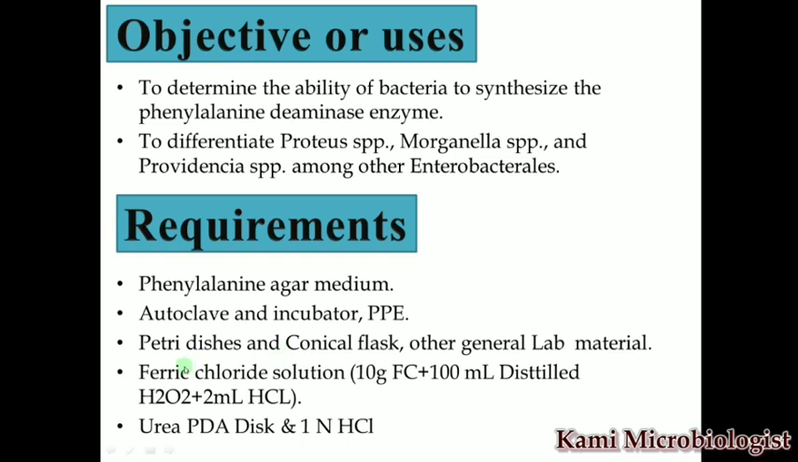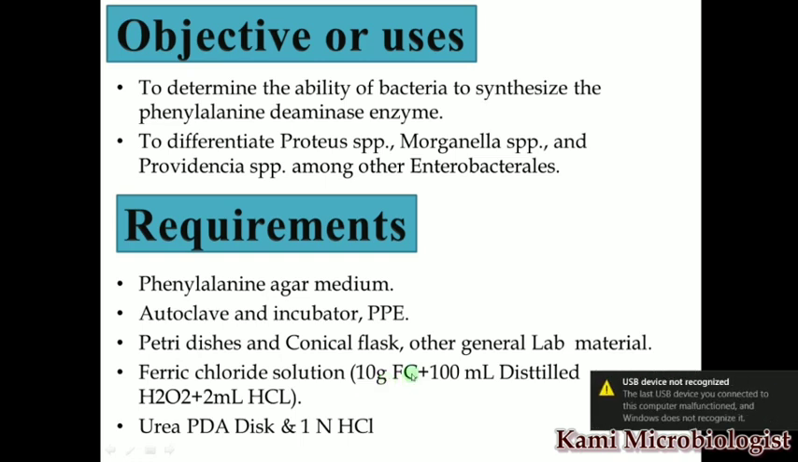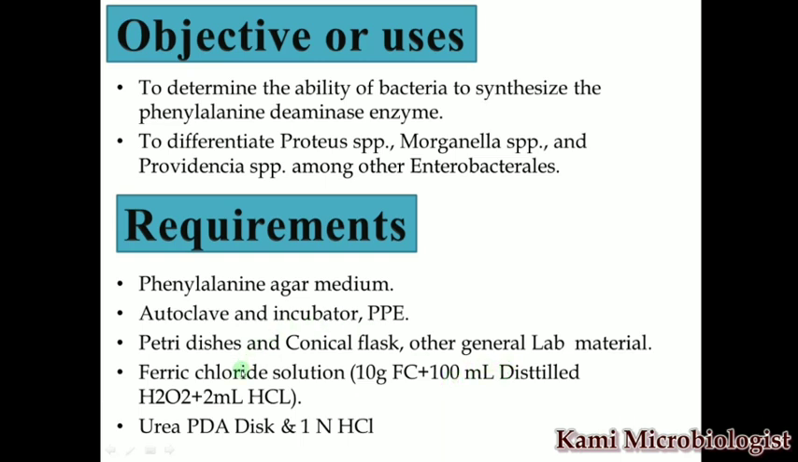Next we need ferric chloride solution. To prepare the ferric chloride solution, we need 10 gram of ferric chloride powder. We will mix it into 100 ml of distilled water. After that we will add 2 ml of HCl and mix all these things. We also need urea PDA disc and 1 N HCl. These are the main things that we need in the case of the rapid test and the simple test. In the next slide I will show you the two methods we perform for this test.